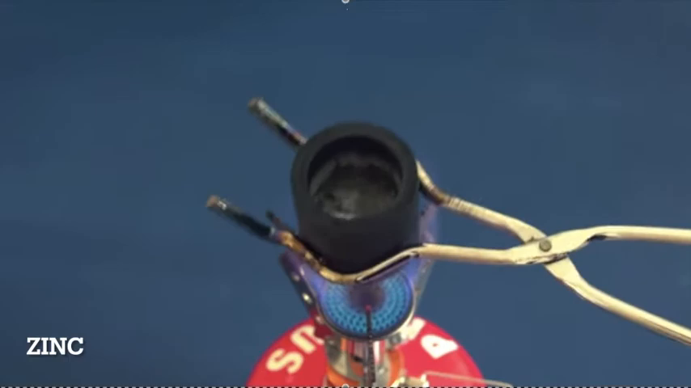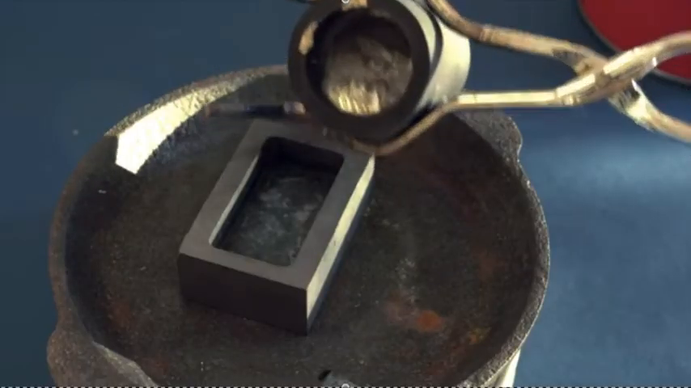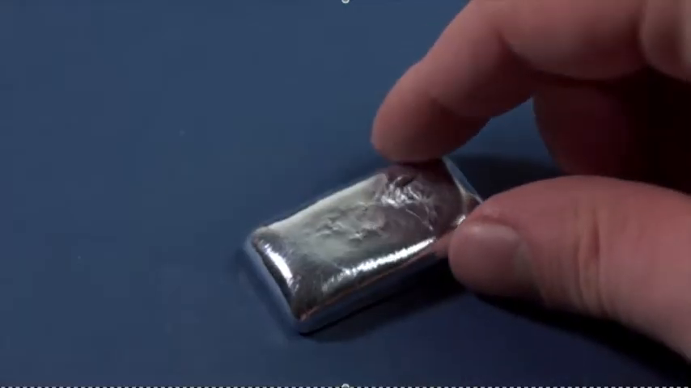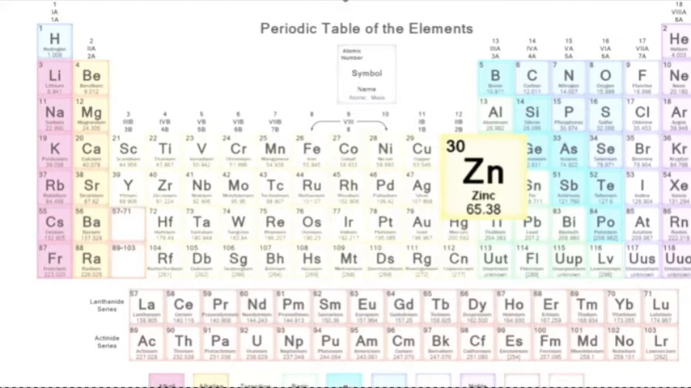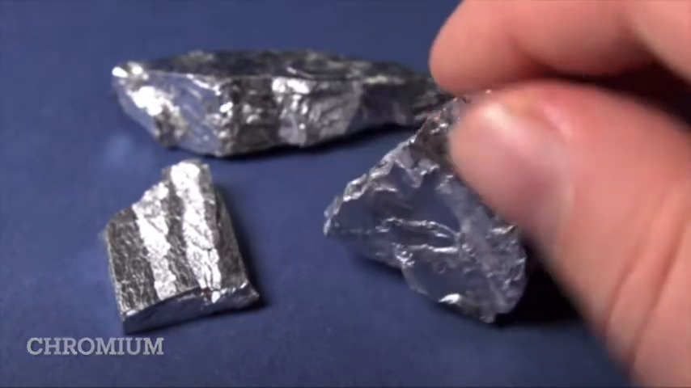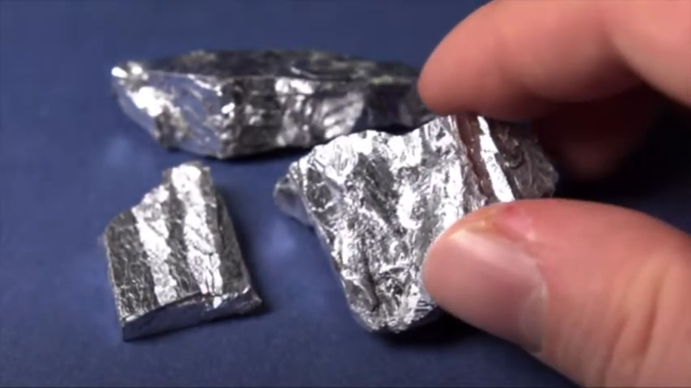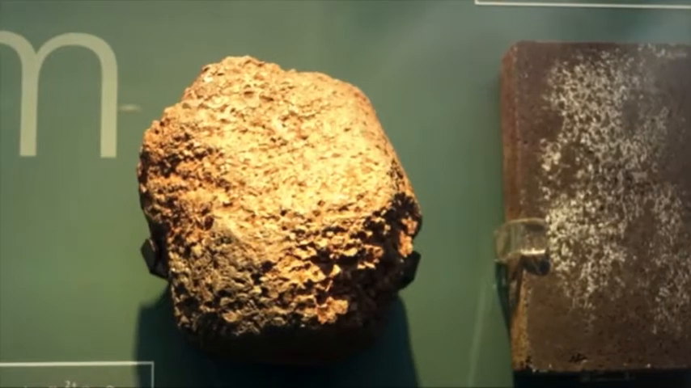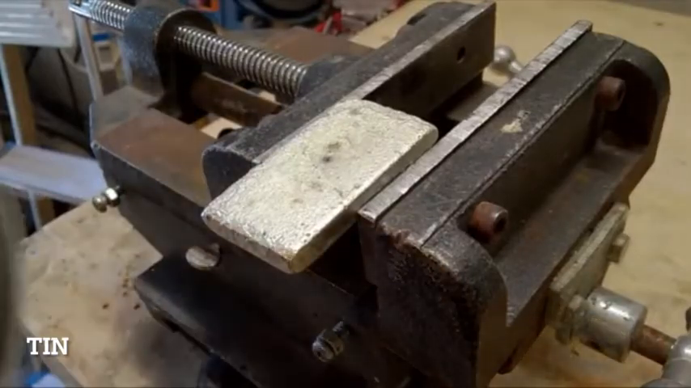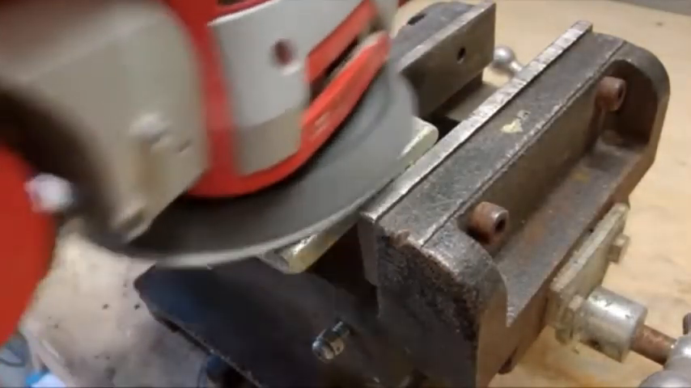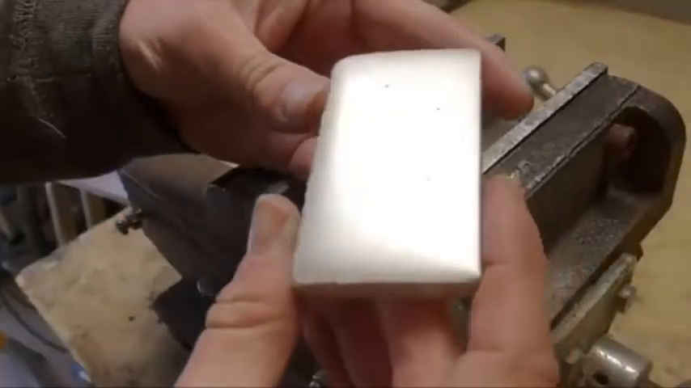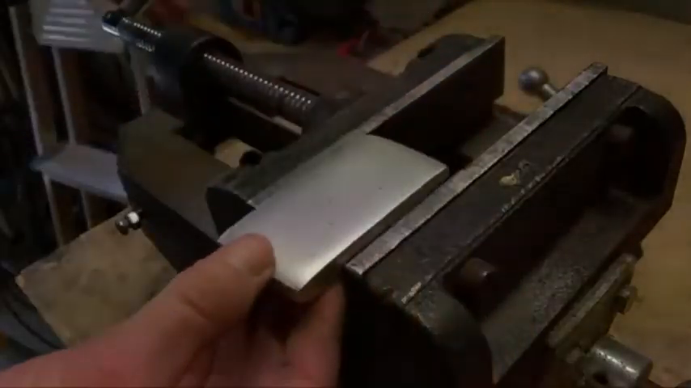Next, zinc, a ductile crystalline bluish-white metallic element used for galvanizing iron and steel and in making other alloys. Symbol is Zn. Chromium, a lustrous, hard, brittle metallic used in alloy steels for hardness and corrosion resistance, and for electroplating other metals. And lastly, tin, a lustrous, low-melting bluish-white metallic element that is malleable and ductile at ordinary temperatures and used in plating and making alloys and soft solders.